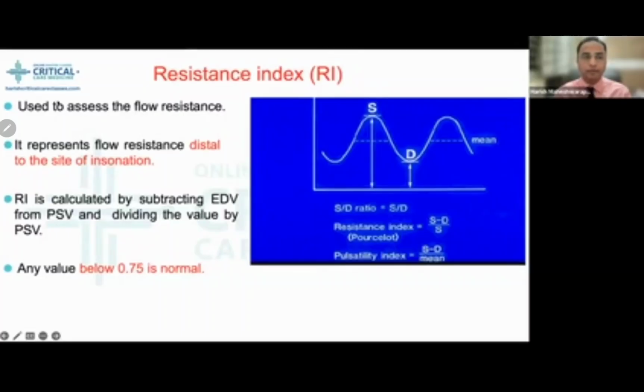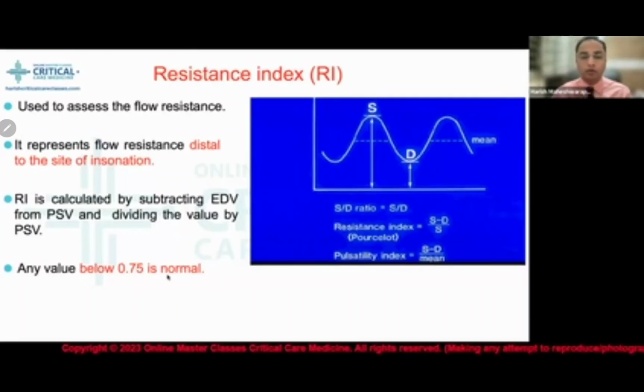Then the resistance index is used to assess flow resistance again; it represents the flow resistance distal to the site of insonation. Means you put a probe, and we want to get an idea whether from that point of the vessel distally there is any flow resistance or not. So then we can use the resistance index. Basically the resistance index is systole minus diastole divided by systole. Systole minus diastole divided by mean is the pulsatility index. For the resistance index, below 0.75 is normal. If it is more than 0.75, there is a resistance distal to the site of insonation.